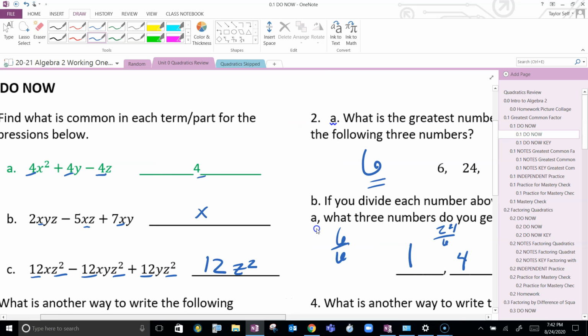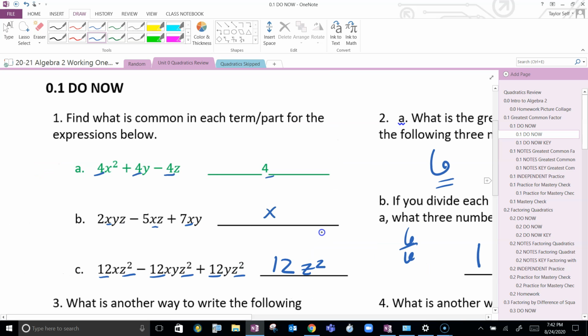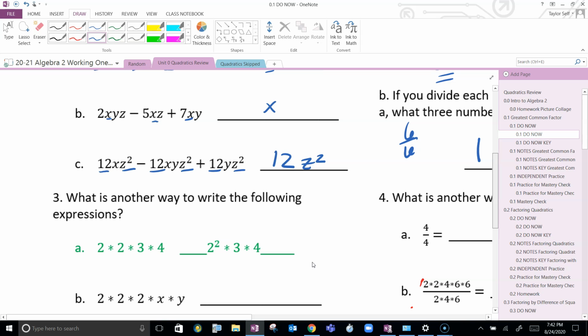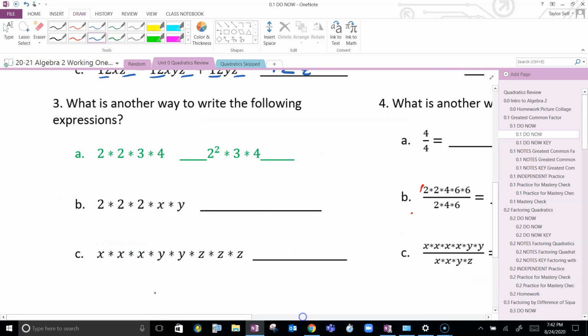Okay, moving on to number 3. What is another way to write the following expression? So you could say this is the same as 2 squared times 3 times 4, which actually equals 48 if you simplify it all the way. For this one, we could say 2 cubed, because there's 3 2's, so 2 to the third times x times y. And 2 cubed, that just means 2 times 2 times 2. That's what 2 cubed is. So 2 times 2 is 4, times 2 equals 8. So 2 cubed is 8xy.